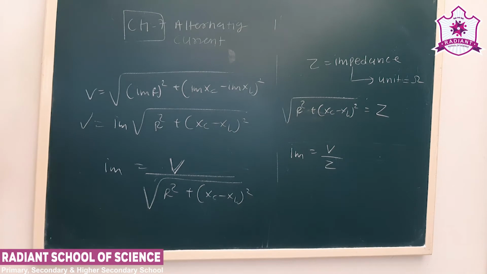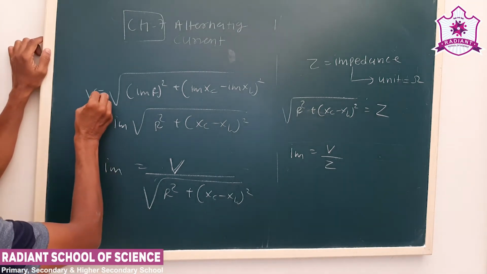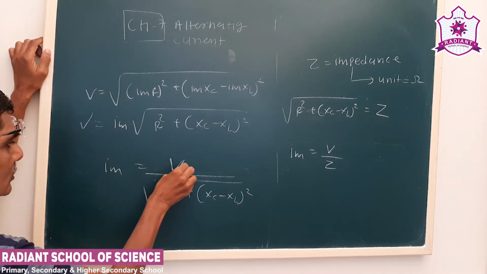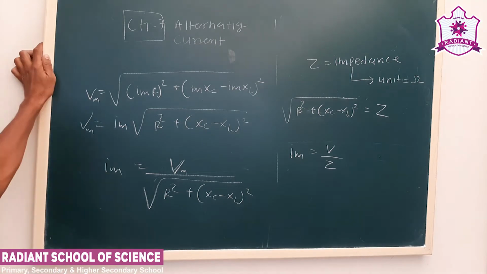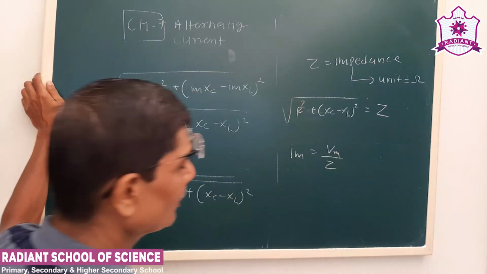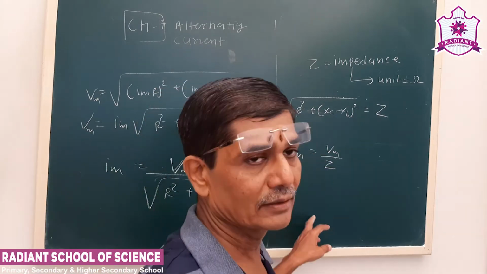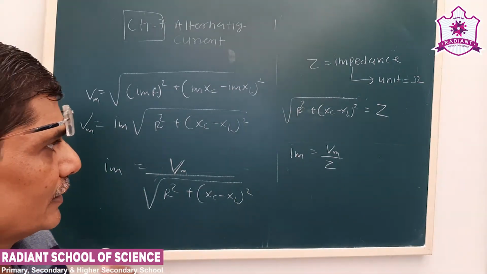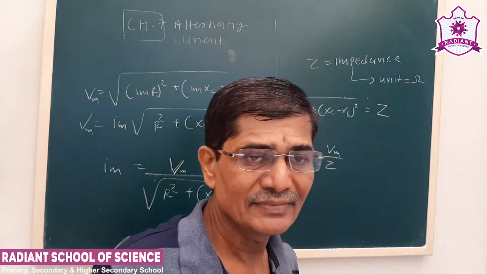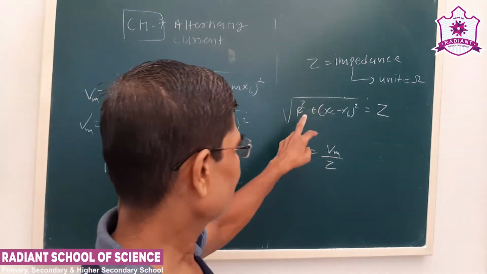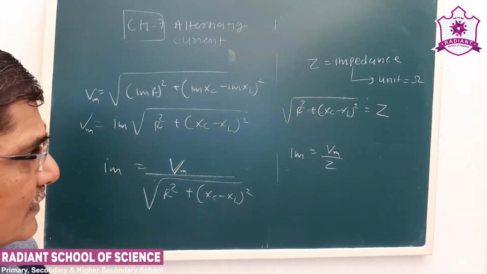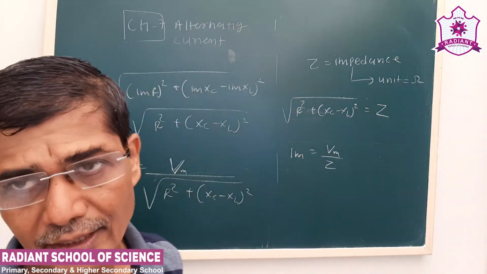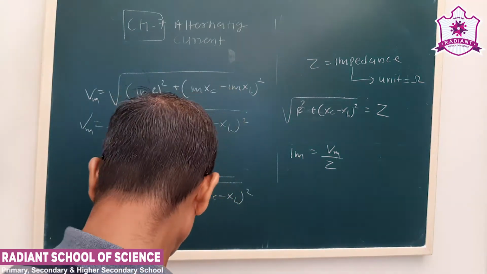Okay, Im, the maximum current, is Vm upon Z, where Vm is the maximum voltage supplied. So it is similar to what we used to write, I is V by R, but here in AC it is called Z. It is impedance. It is made up of three components: resistor, inductor and capacitor. XL is the inductive reactance, XC is the capacitive reactance.